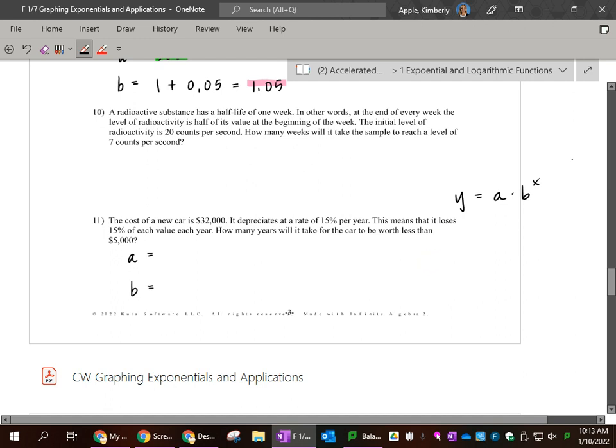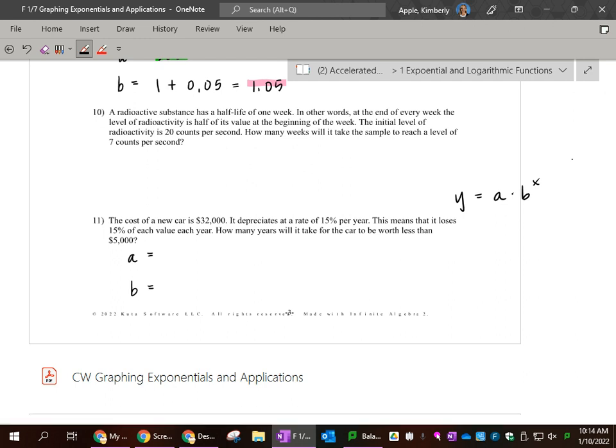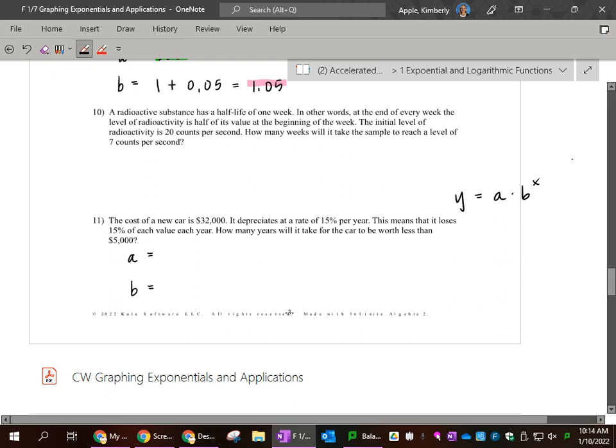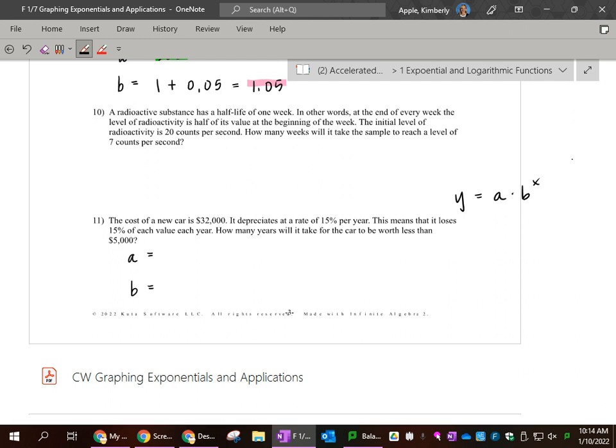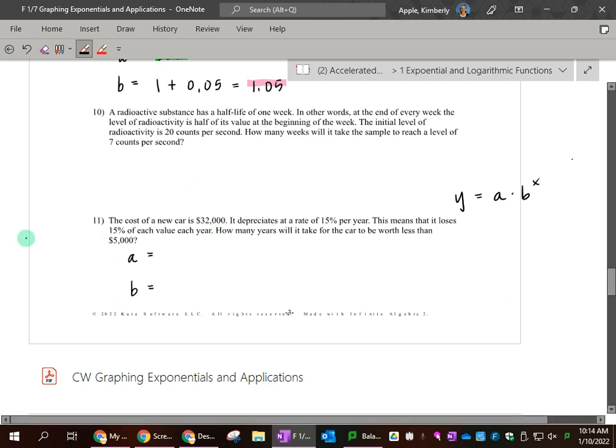Remember, step one, is it growth or decay? Let's read it. The cost of a new car is $32,000. It depreciates at that rate. That means that it loses 15% of its value per year. Is this growth or decay? Okay. Decay, right? The value is going down, it's decreasing.